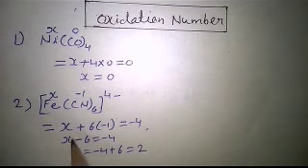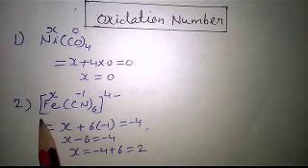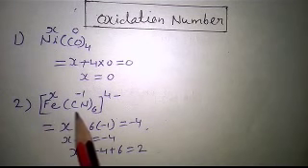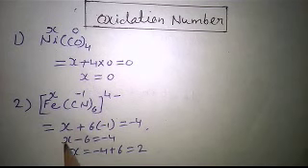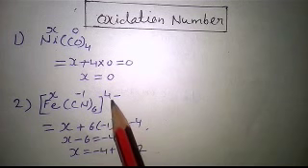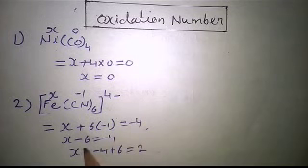Now we are doing another example. In this example, let iron have oxidation number x and cyanide have oxidation number -1. We get x plus 6 into -1 is equal to -4. The -4 is the charge of the complex. On solving this, we get x minus 6 is equal to -4, so x is equal to -4 plus 6, which is 2. Now the oxidation number of iron is 2.